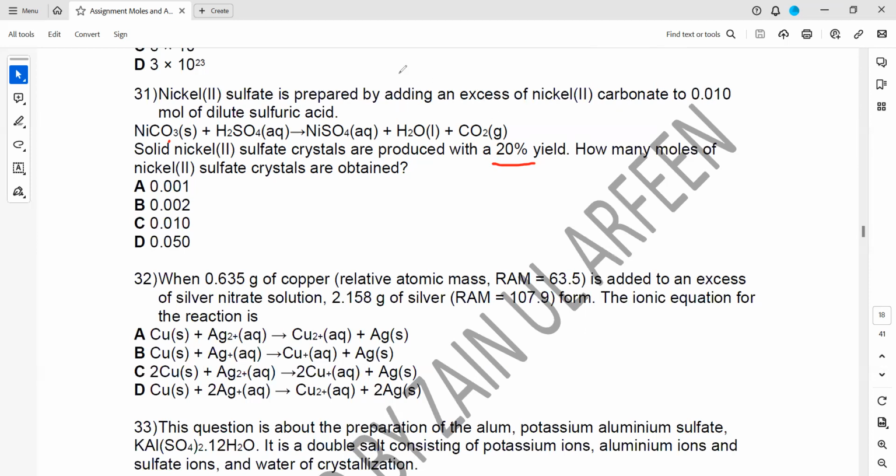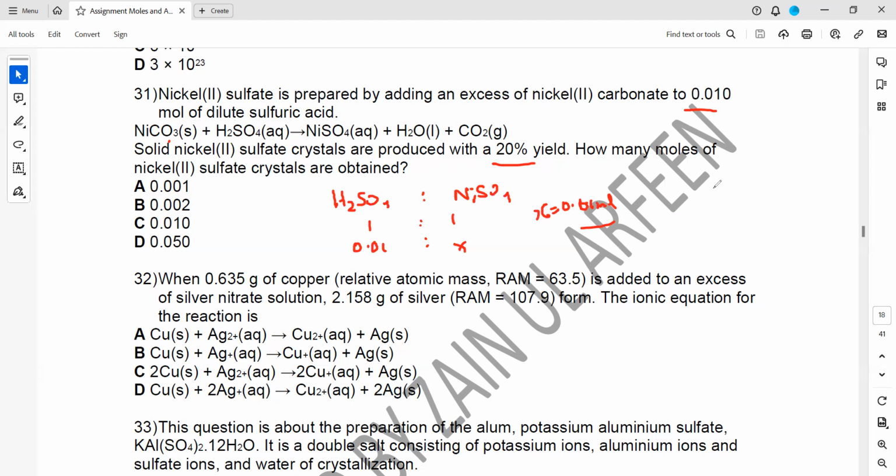So first, we have the moles of sulfuric acid, which is 0.01. We take a ratio between sulfuric acid and nickel sulfate according to the equation, and we always take the limiting reagent to work out the moles. So 1:1 is the ratio. If we have 0.01 moles of sulfuric acid, how many moles of nickel sulfate should there be? That will be X. You cross multiply and you will get the same answer. So we should get 0.01 moles of nickel sulfate. This is a theoretical value.